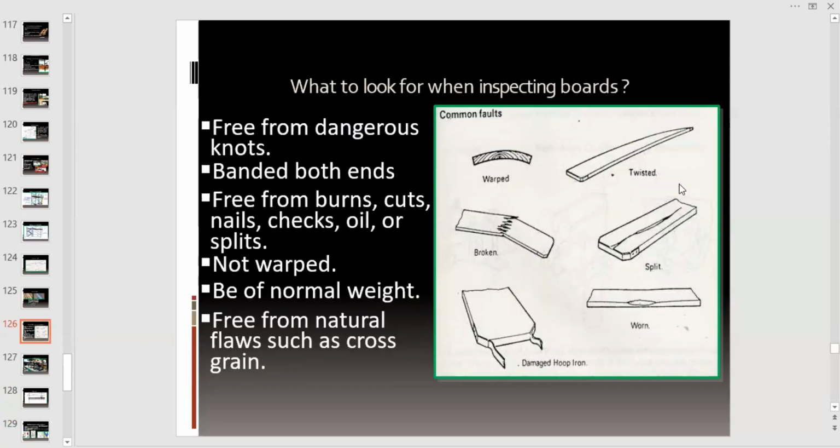Dear friends and colleagues, what to look for when inspecting boards: free from dangerous knots, bound at both ends, free from burns, cuts, nails, checks, oils, or splits, not warped, of normal weight, free from natural flaws such as cross grain. You have to see all these points once you inspect boards: twisted, warped, broken, split, worn, damaged.